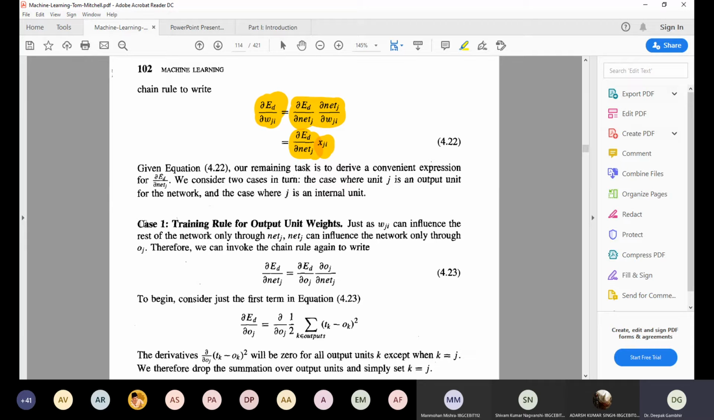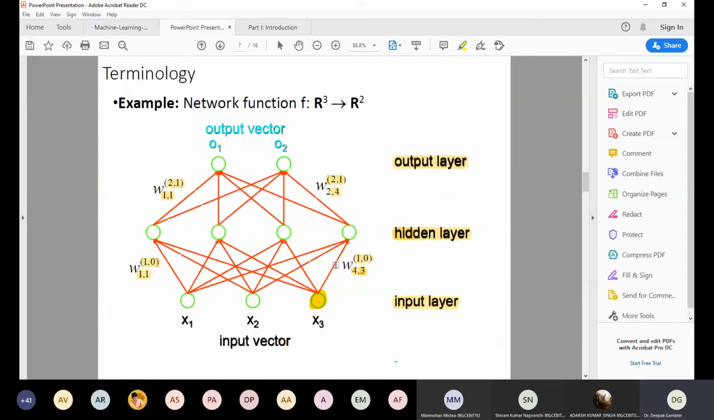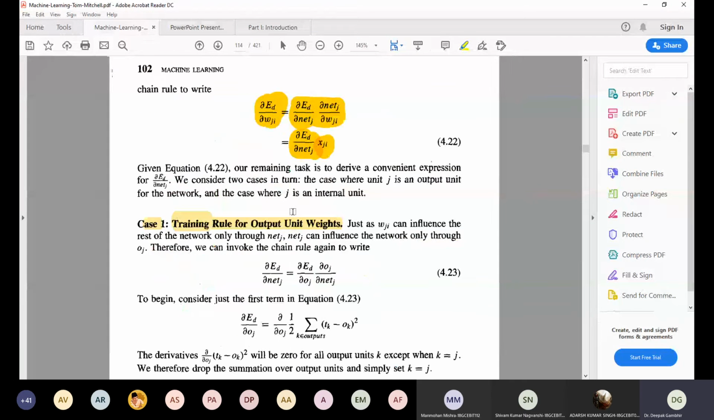There are two cases. The first case is that we are training the output unit weights. Output unit weights means we are training the weights between the hidden layer and the output layer. For example, in this case, we are training W21. So if we are training W21, then what will we use?